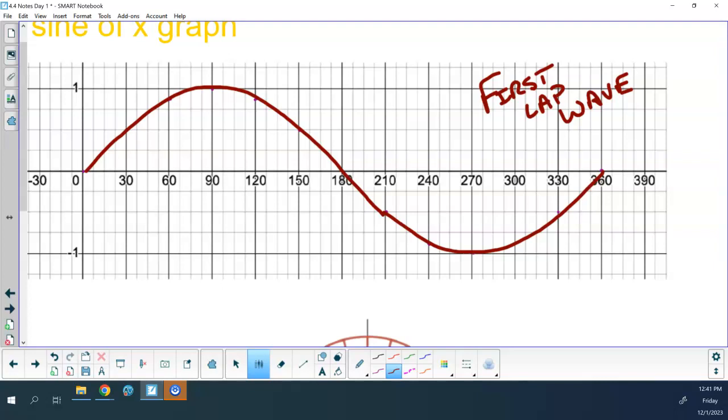Last class we came up with it's oscillating. We also came up with that it's symmetric. So there's symmetry in it. There's a couple of different reflections and rotations. Good. All right. Now, what about cosine?